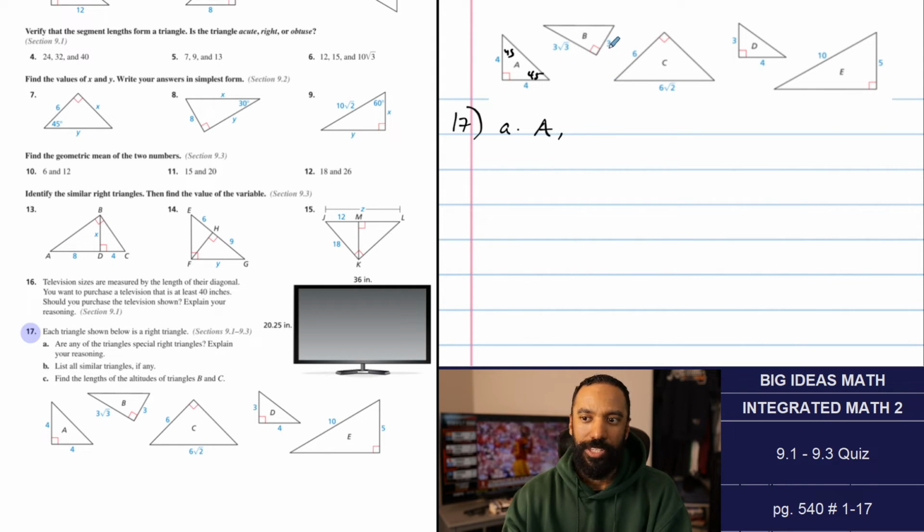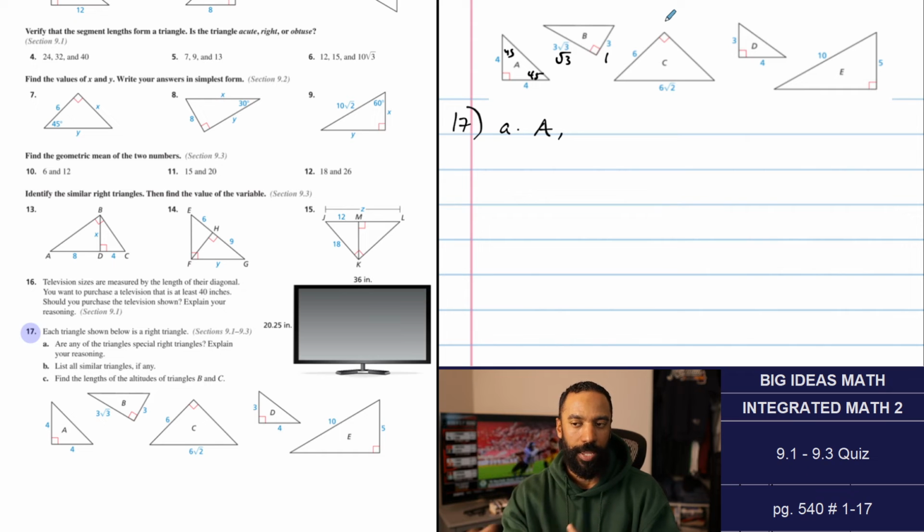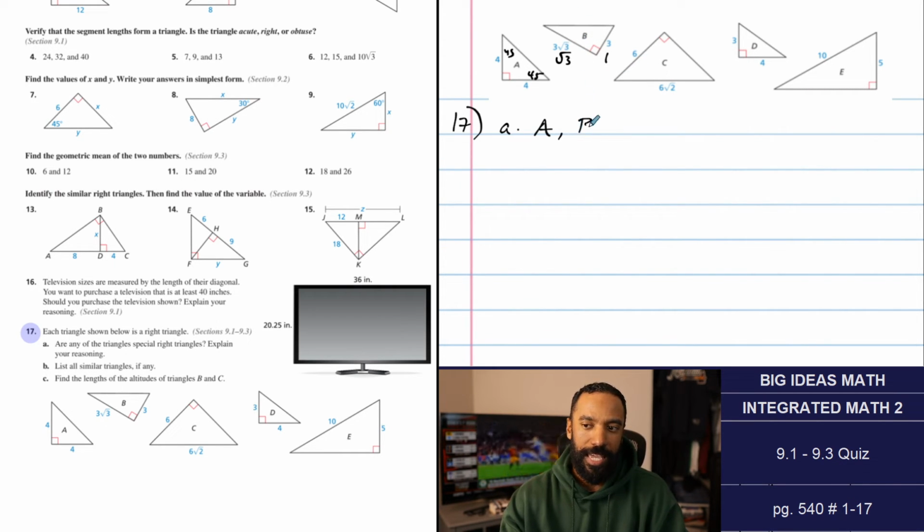B has a 1 and root 3 relationship here. This is 3 and 3 root 3, but that's a similarity aspect we're talking about. 1 to root 3. In a right triangle, this would automatically be 2. You might say, how do you know that? Pythagorean theorem. There's only one way that 1 and root 3 would work out to make 2. So yes, B is one.